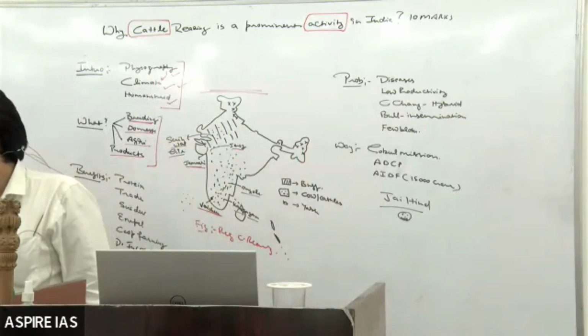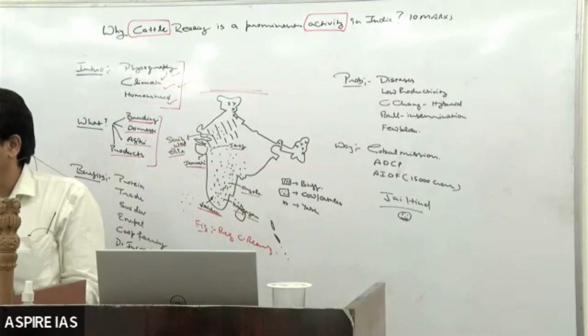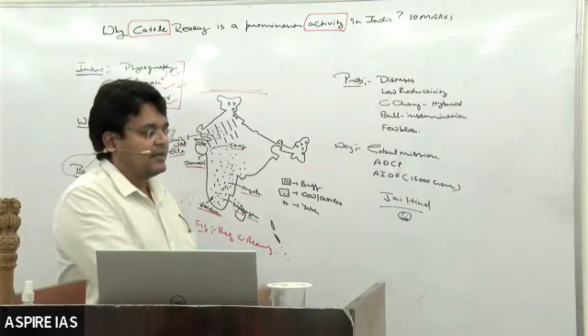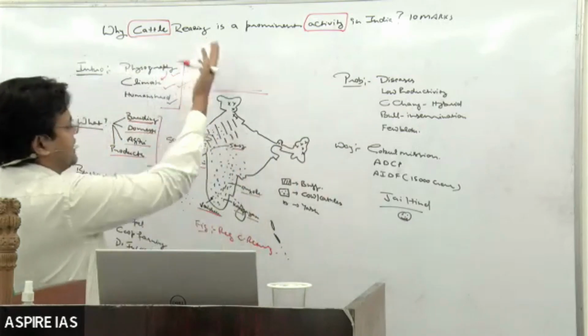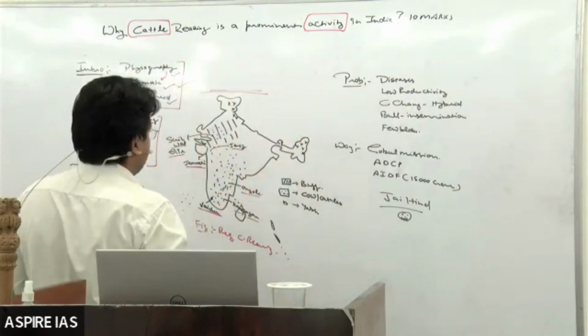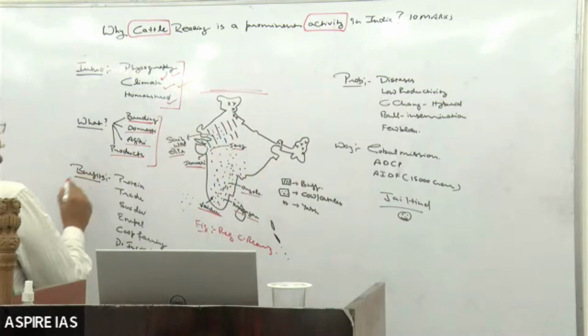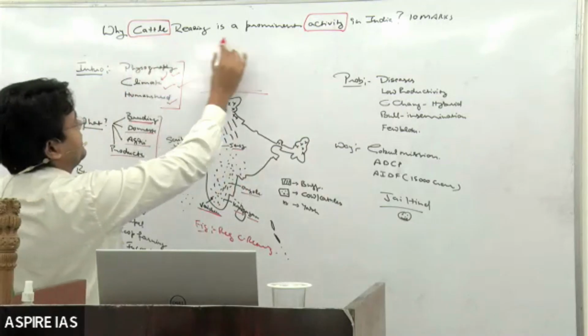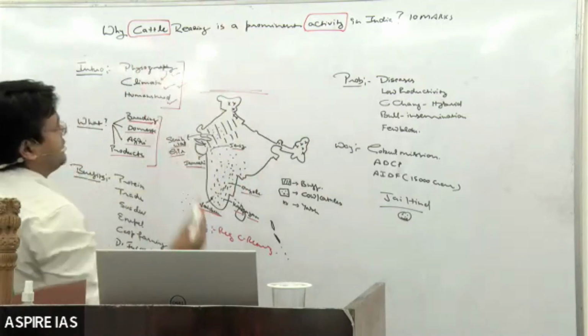So your answer is going in a very smooth manner. You are providing three types of animals which are part of cattle rearing: buffalo, cow, and yak. Now, what are the benefits? So the question is, why is cattle rearing a prominent activity in India?